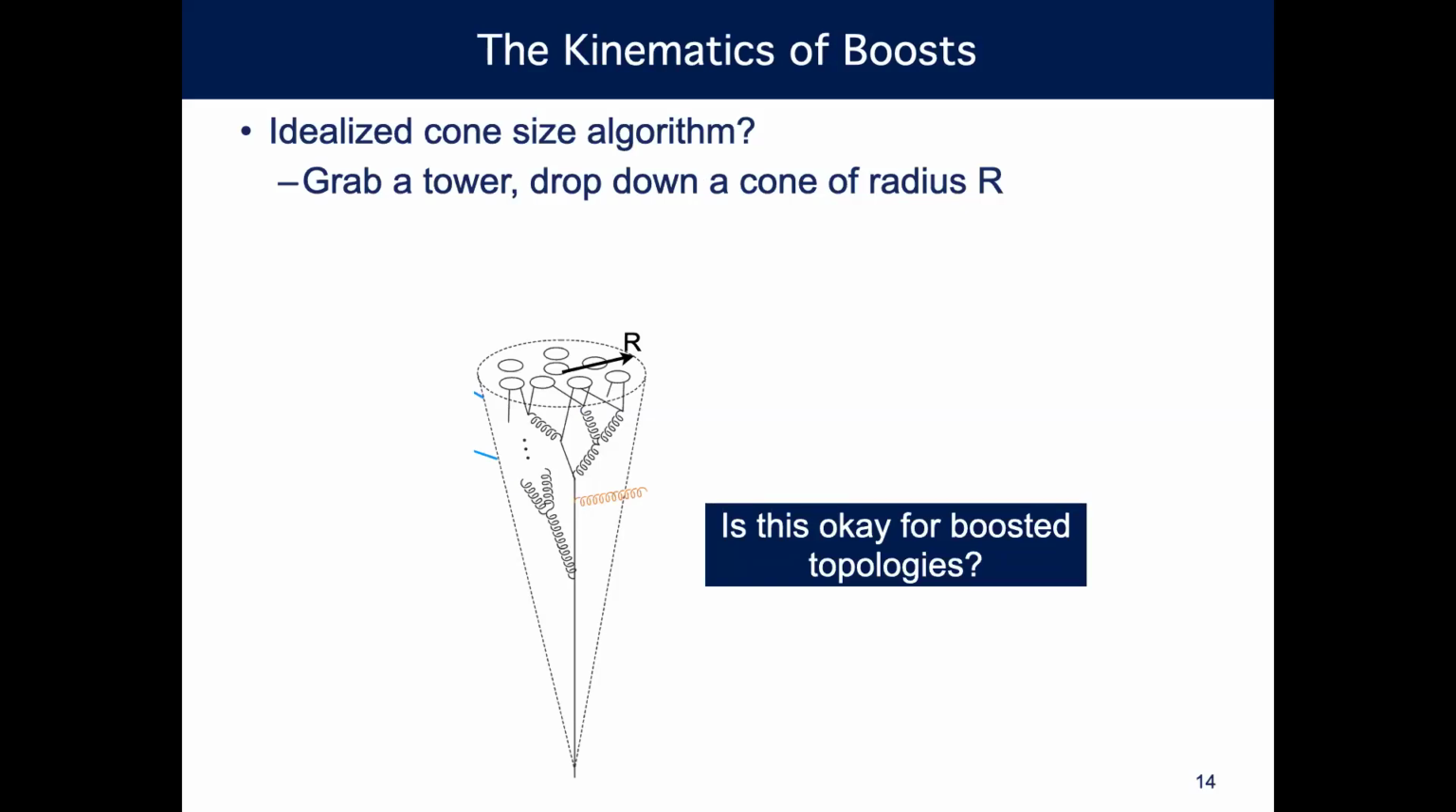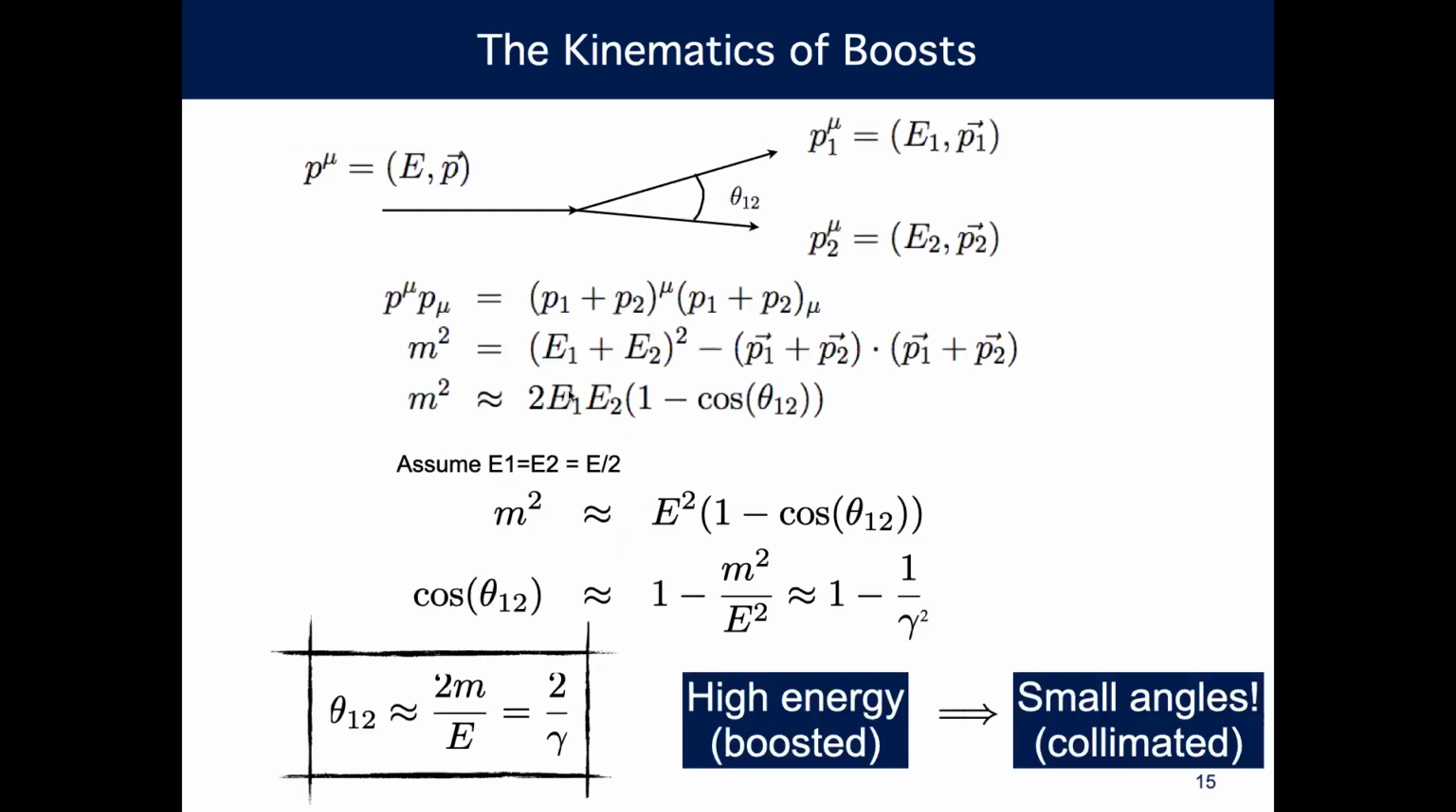We talked yesterday about the anti-kT algorithm and how it's basically an idealized cone algorithm. You have some tower, it's very massive, you draw a circle around it, and that's the jet, right? And anti-kT more or less does that, so you can kind of just psychologically think of it that way as a heuristic shortcut. But the question is, is this picture okay for boosted topologies? In order to do that, we need to do a little bit of math, but I promise this isn't so hard. Even I can do this as an experimentalist.